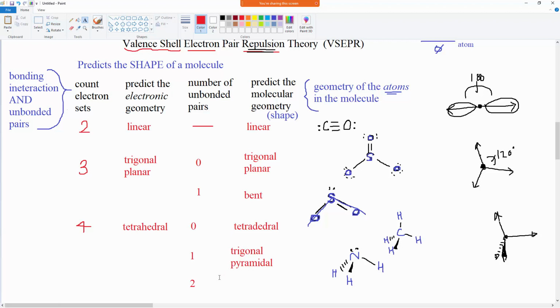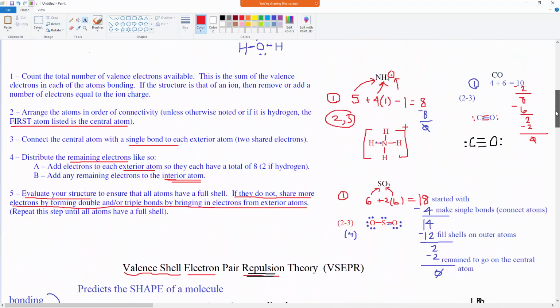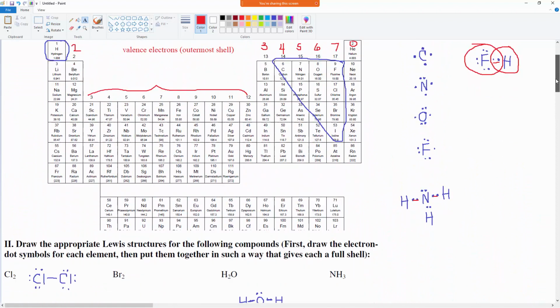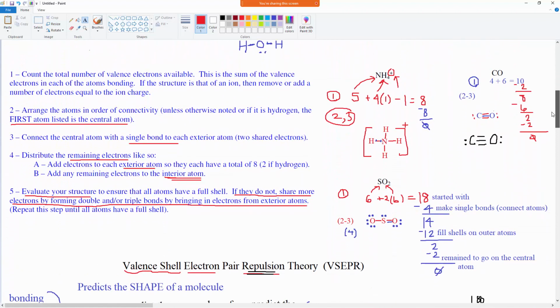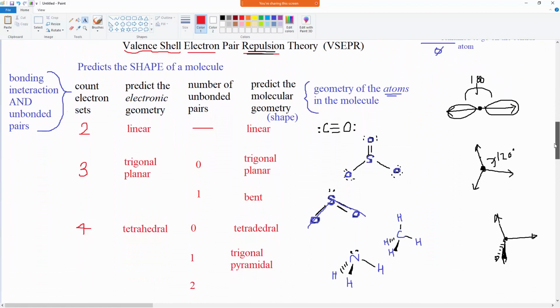Okay. Now 2 lone pairs on a tetrahedral shape. Let's see if we've done something like that. I don't see it. All right. A classic example of this is water.